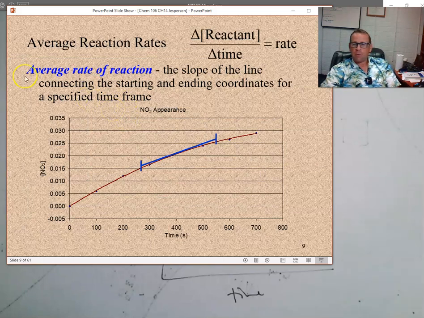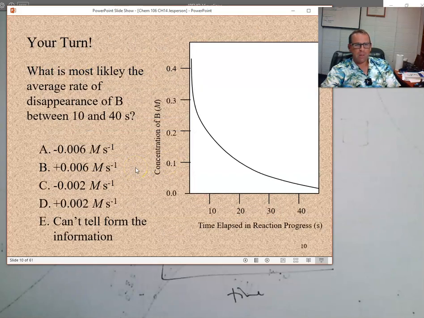And then if we talk about the average rate over a given time period, we're just talking about using those time periods, those time points, to find what the resulting rate is. Okay? So for this question, what's the average rate for the disappearance of B between 10 and 40 seconds. Okay? We would like to be able to calculate the rate of the disappearance of B between 10 and 40 seconds, average rate.